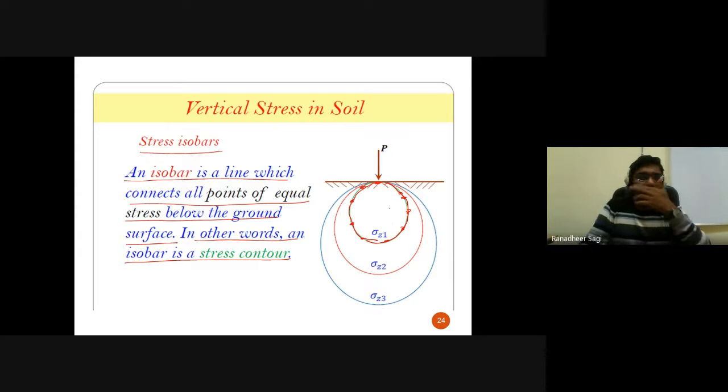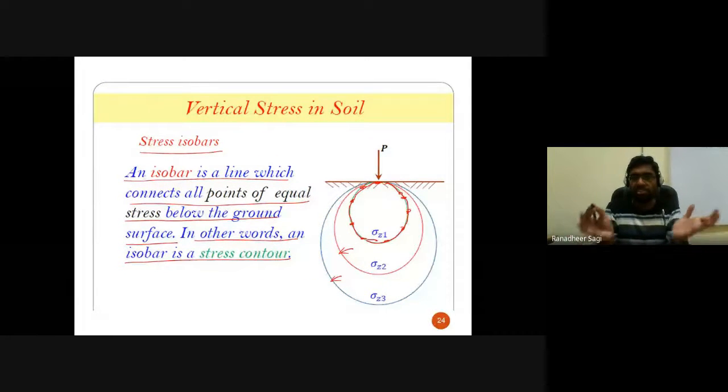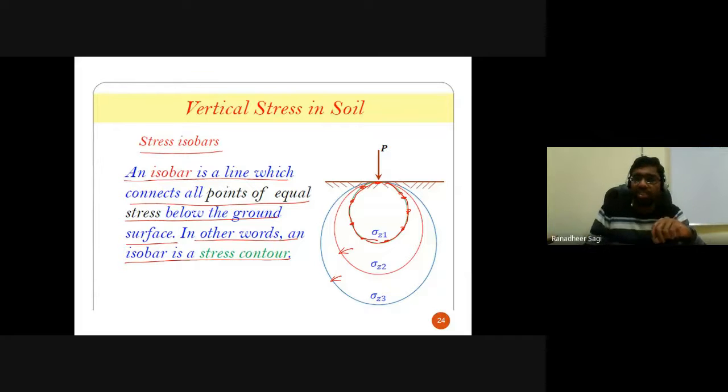corresponding line or contour that gets formed is what is called your isobar, or otherwise your stress contour. And this is another stress contour. This is another stress contour. So, stress contours correspond to different intensities of stress. All those points you can join, and they are called your stress contours. Or I can also call this your pressure bulb. This bulged section, or whatever shape we have drawn, is what I can also call your pressure bulb.